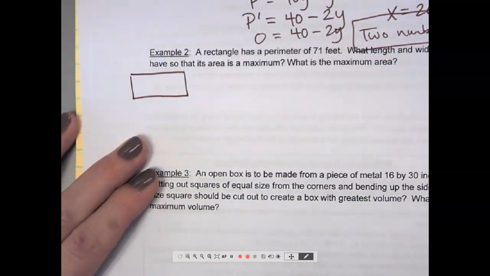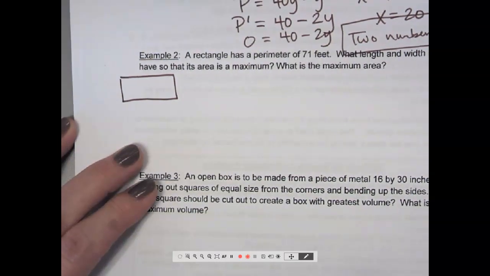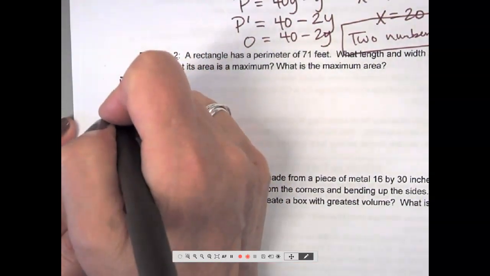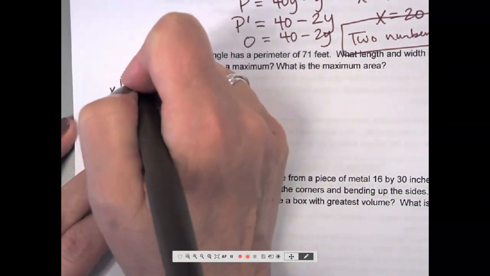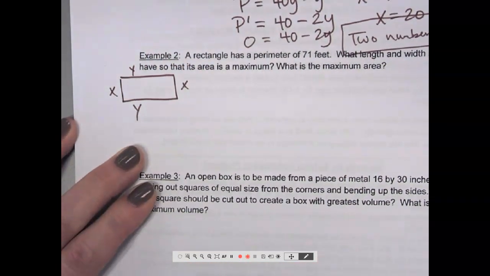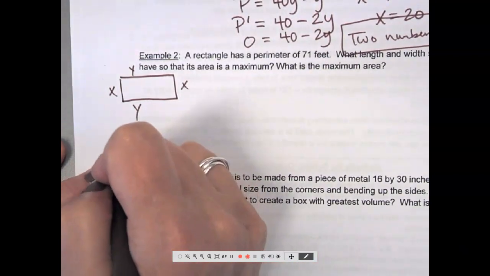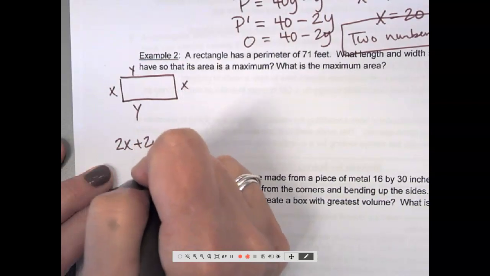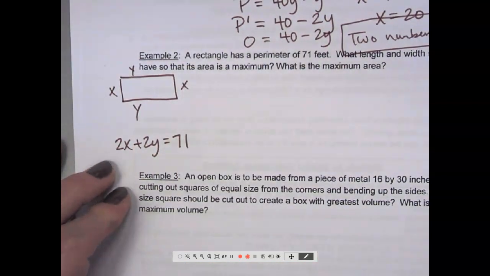Okay, how do we find perimeter? 2x plus 2y. Okay, and if you want to use L and W for length and width, you can. Since y'all said X and Y first, I'll use that. Okay, so it says the perimeter is 71. 2x plus 2y has to equal 71. Perimeter is just sum of the sides.